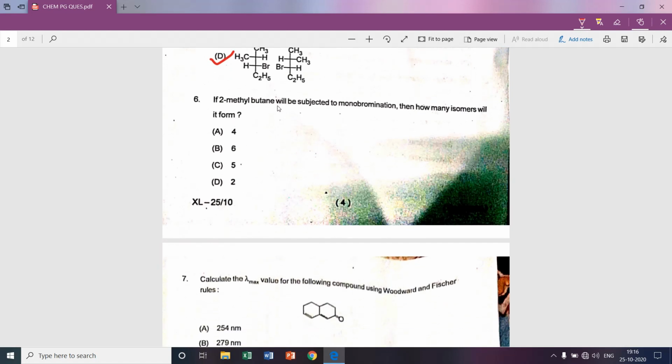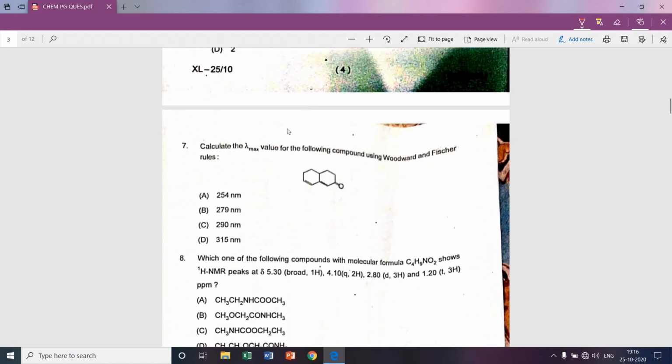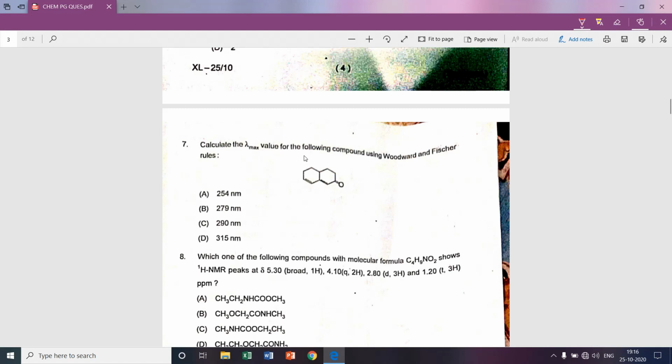Next, come to question number 6. If 2-methyl butane is subjected to monobromination, then how many isomers will it form? The answer is option A, that is 4 isomers, and those isomers are 1-bromo-2-methyl-butane, 2-bromo-2-methyl-butane, 2-bromo-3-methyl-butane, 1-bromo-3-methyl-butane.